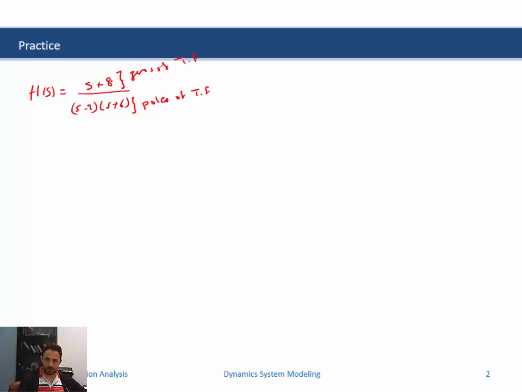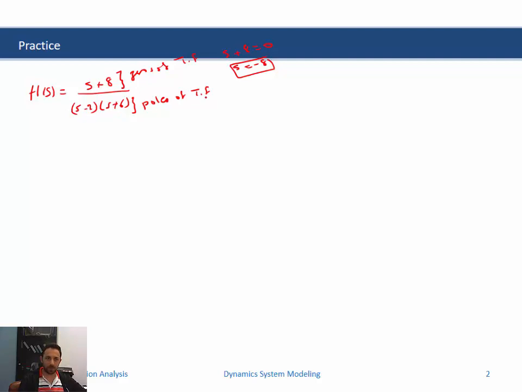If we find the roots of the equation s + 8 = 0, then s = −8. This is a zero. Why? Because if you substitute −8 there, −8 + 8 turns out to be 0. That's why it's called a zero.